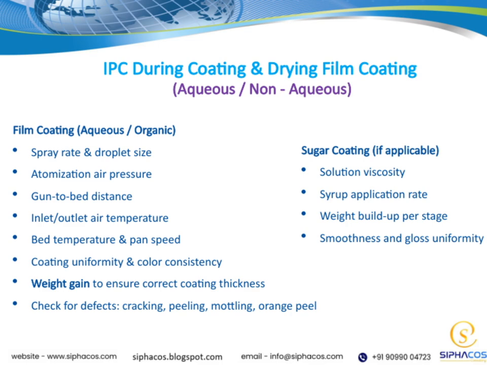We must regularly check for coating uniformity and color consistency to ensure a high-quality finish. Weight gain during the process is a good indicator of whether the coating thickness is on target. And of course, we need to inspect for any defects such as cracking, peeling, mottling, or orange peel, as these compromise both appearance and performance. Finally, during the entire IPC process, whether during coating or drying, especially with film coatings that are aqueous or non-aqueous, continuous monitoring ensures we maintain the desired quality standards. All these factors together help us achieve a consistent, high-quality coated product.